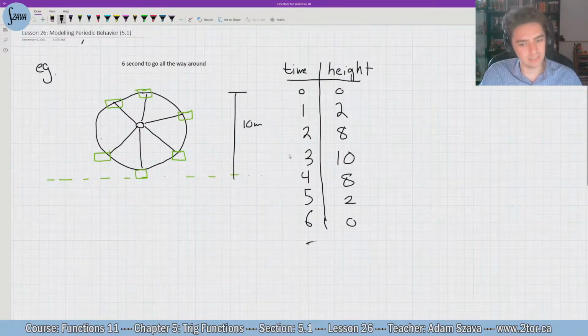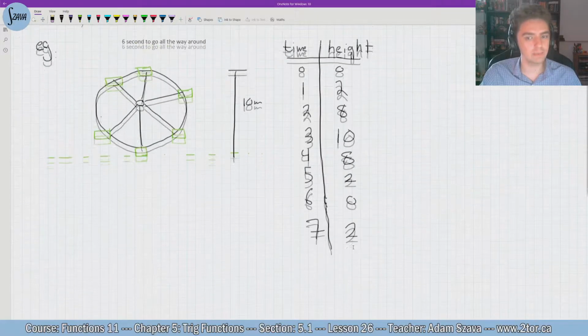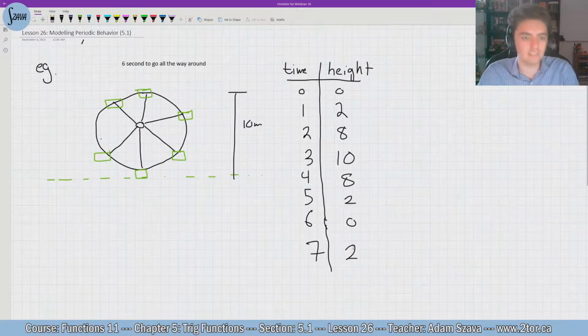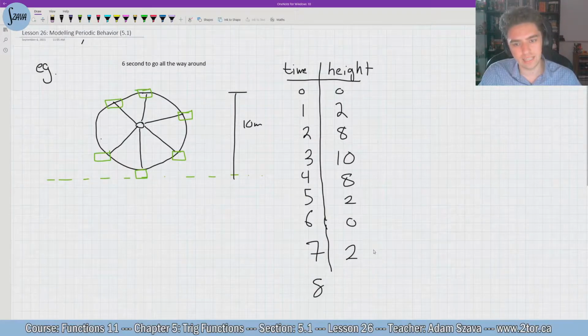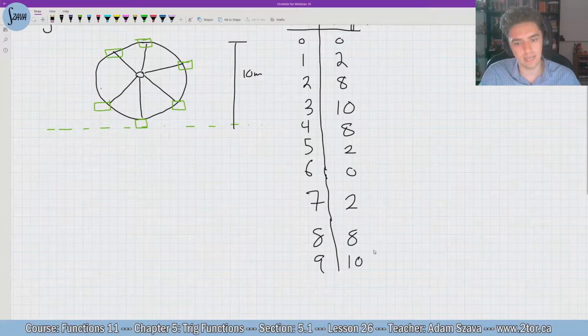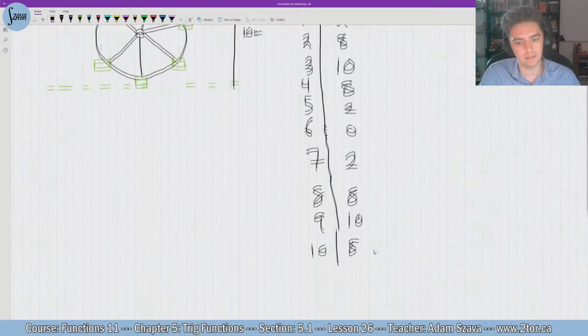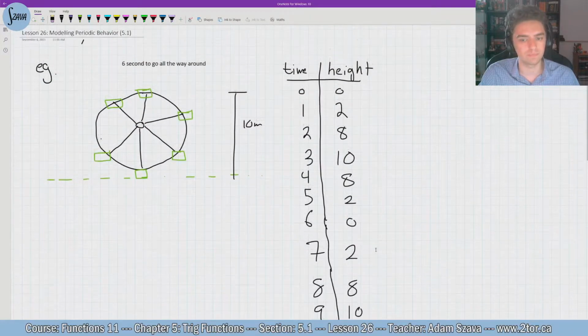What do you think 7 seconds would be? We'd be at 2 meters again, right? We would keep cycling through this for as long as the Ferris wheel keeps going at the same speed. This data would just cycle. So 8 seconds, I'd be at 8 meters again, right? 9 seconds, I'd be at 10 meters again. 10 seconds, I'd be at 8 meters again. 11, I'd be at 2, and 12, I'd be at 0.